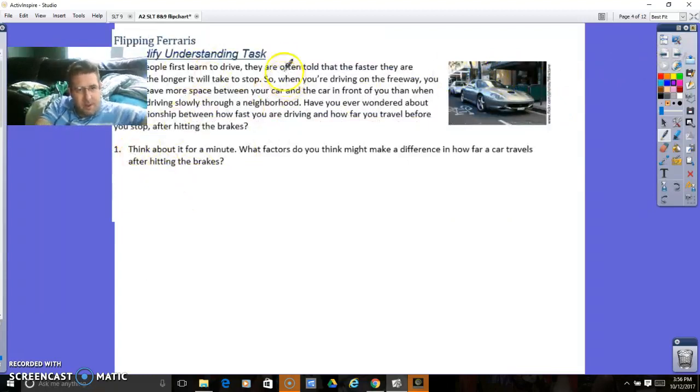So there's this story about how much distance you need in order to stop when you're going a certain speed. And you're going to use a formula, 0.03 times x squared. Think about it for a minute.